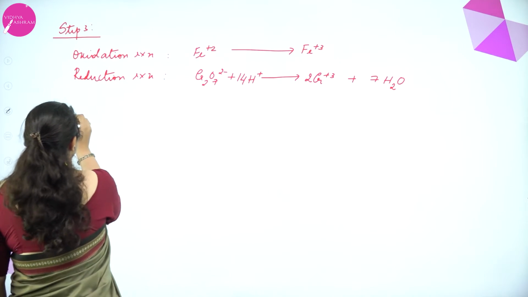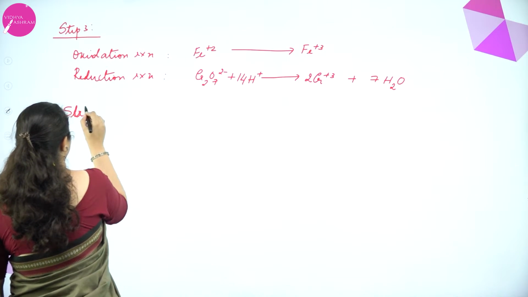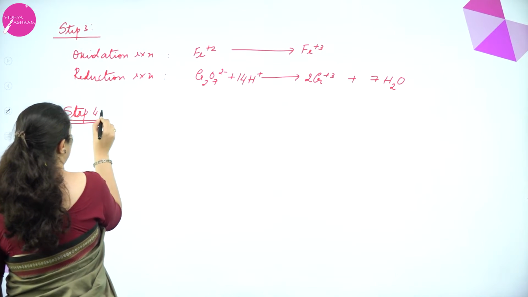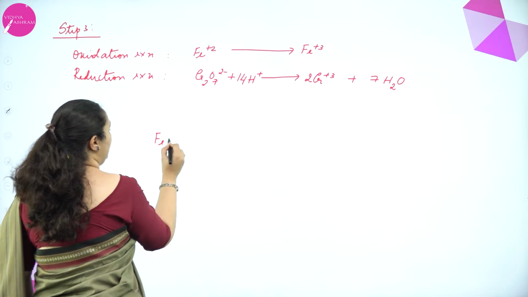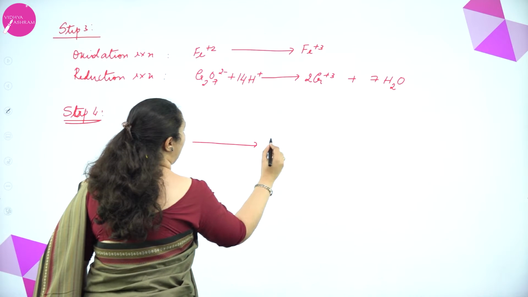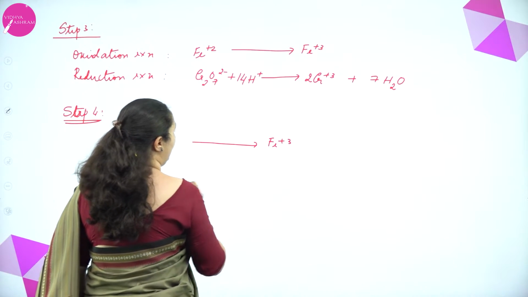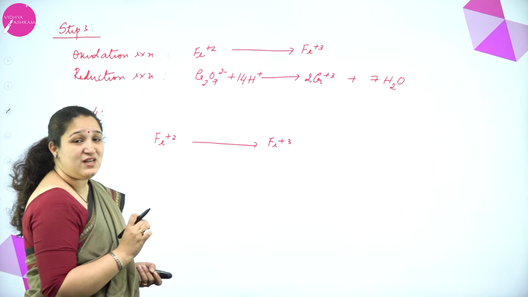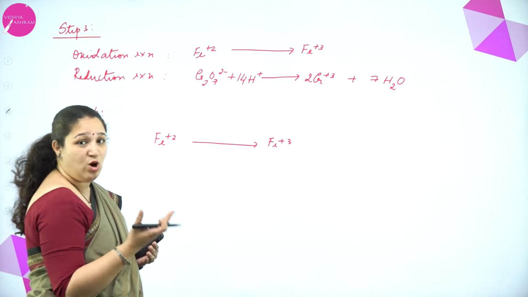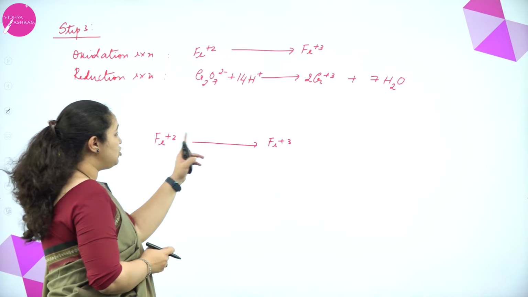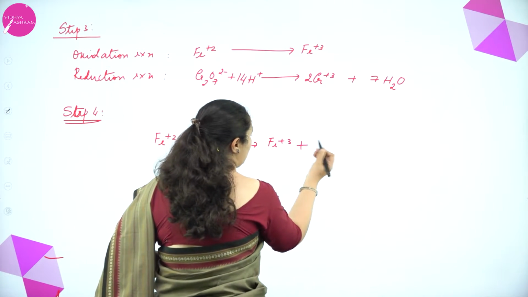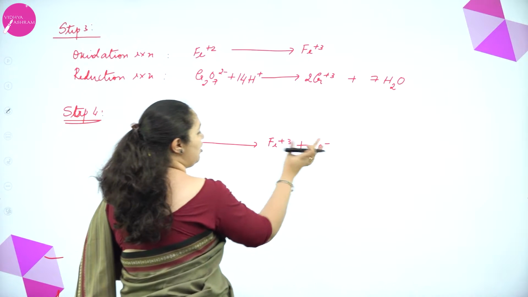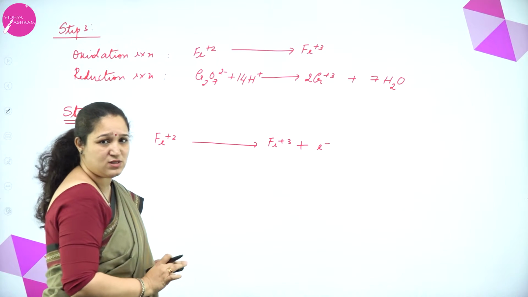So step 4 is, again I'll write the same thing, Fe plus 2 to Fe plus 3. Now what is this oxidation reaction? Oxidation reaction means there is loss of electron. From plus 2 to plus 3 state, only one electron is lost. So I am writing that an electron is lost.